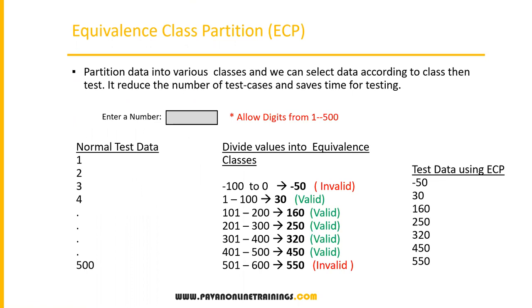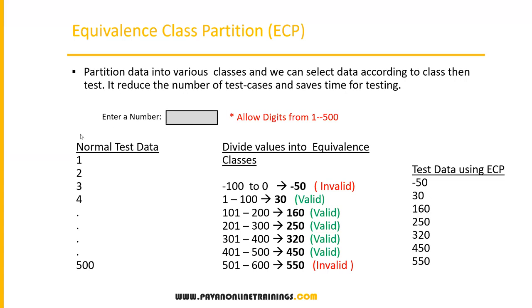So how can we use this technique? Here we mainly have to partition the data into various classes, and we can select the data according to class, then test it. So it reduces the number of test cases and saves a lot of time. I'll give you one example of how it will reduce the data and still cover everything. Let us say this is a small text box, and I have to enter a value in it, which will allow only digits, only numbers between 1 to 500. So I can enter only 1 to 500 values here, right?